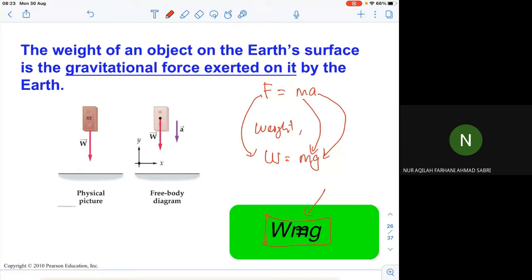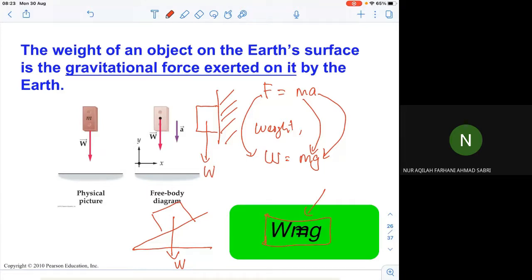And of course, when we talk about weight, the direction of weight is always going to be straight downward. If you come to the incline problem, W will always be straight downwards. Apart from those situations, maybe you will attach some things on the wall. Let's say this is your wall, so the weight will always be here.